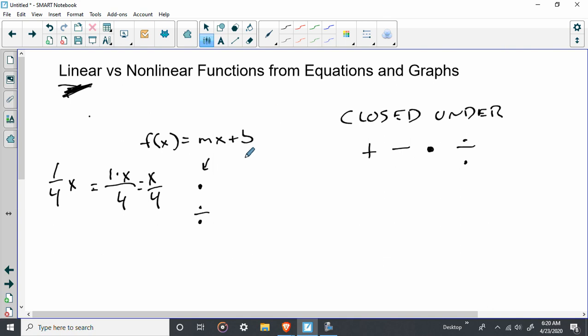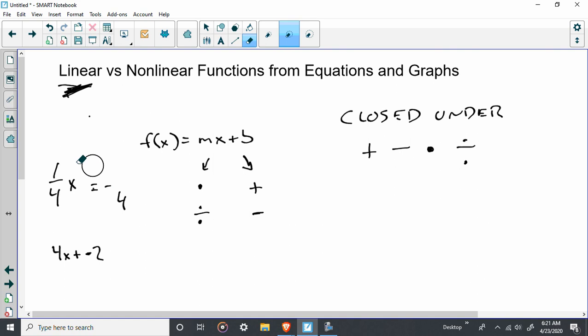And if we think of this plus b, well, it obviously could be addition, but what if I had a 4x plus a negative 2? Well, adding a negative, you guys know, is the same thing as subtracting. So this is something that's been pretty innate in us for a while, right? We're going to multiply something and then we're going to add something, right? Or we're going to divide something and subtract something. Some combination of these four things.